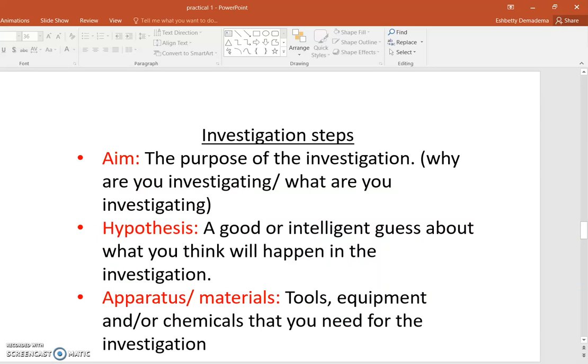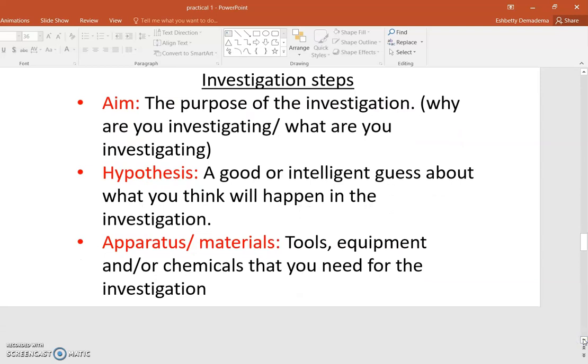And we've done this before. Our first step is the aim. And the aim is, what is the purpose of the investigation? Why are you investigating? Or what are you investigating? And then our next step is the hypothesis. Remember, I said the hypothesis is an intelligent guess. It's a good guess about what you think will happen in the investigation. It doesn't have to be correct. Remember, you are guessing. So obviously, if you are guessing, either you are right or wrong.